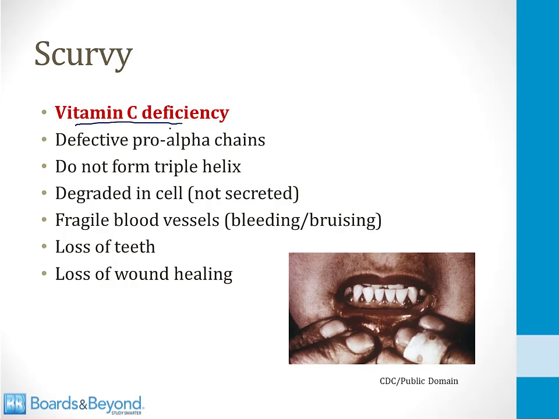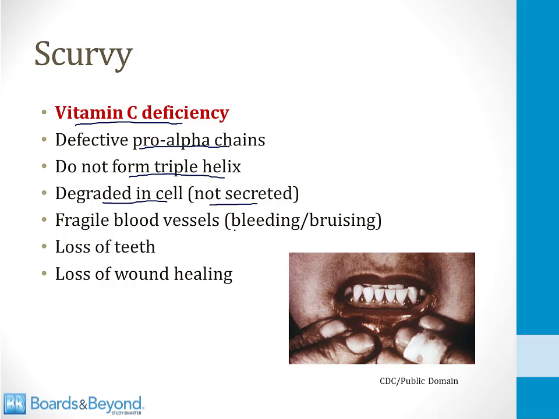Scurvy is the clinical condition that results from vitamin C deficiency. It's caused because of defective formation of pro-alpha chains, because there is no vitamin C around to hydroxylate the pro-alpha chains. The alpha chains that are formed will not form a triple helix. They will be degraded in cells and not secreted. And the first place this will become evident is in the blood vessels. The blood vessels need normal formation of collagen.